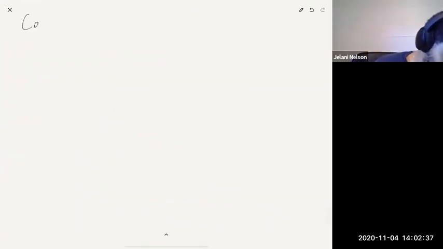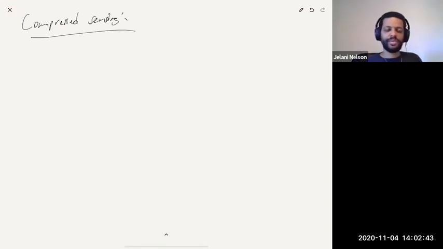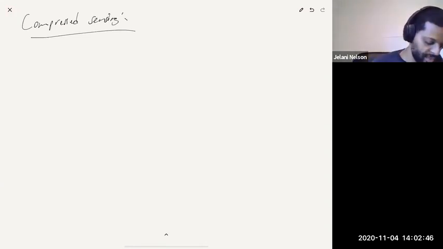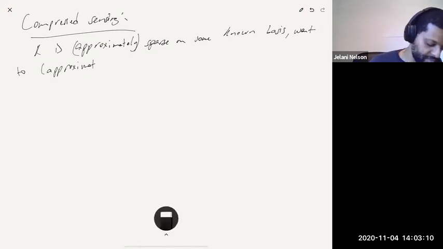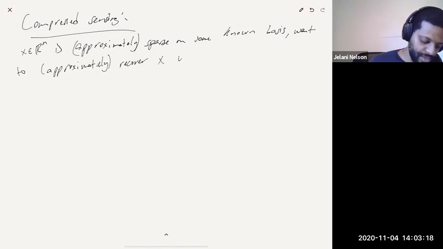Okay, so compressed sensing. The idea here is, let's say X is approximately sparse in some known basis, and let's say it's n-dimensional. We want to approximately recover X using few linear measurements.